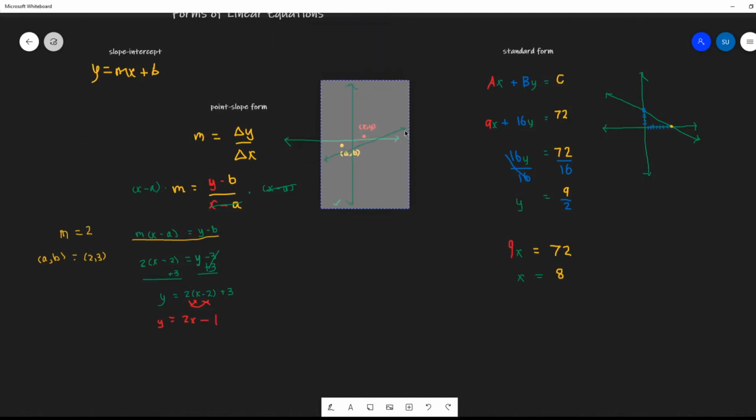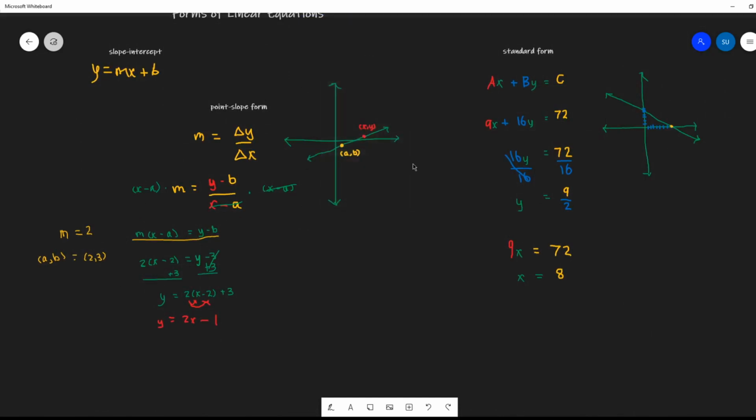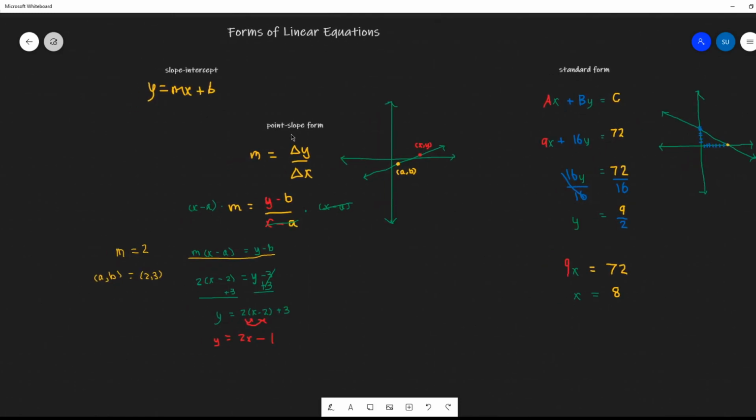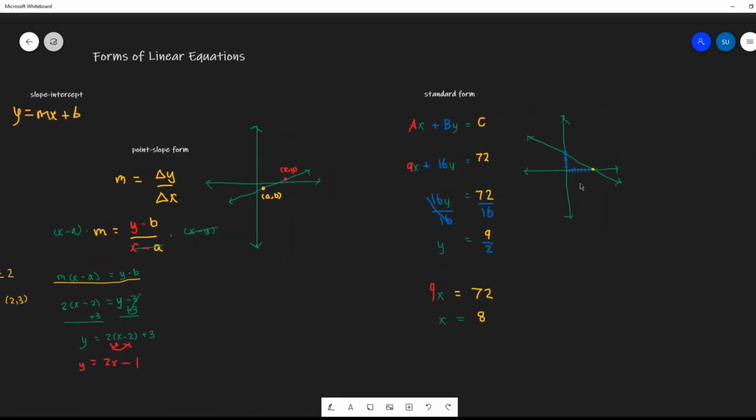And yeah, so these are basically the 3 forms. To review once again, the advantages of each is with slope intercept, you know the slope and you know the y-intercept. With point slope form, you can graph a line having only 1 point and the slope of that line. And for standard form, you can immediately know what is the x-intercept and what is the y-intercept, and then you can graph your line based on that.